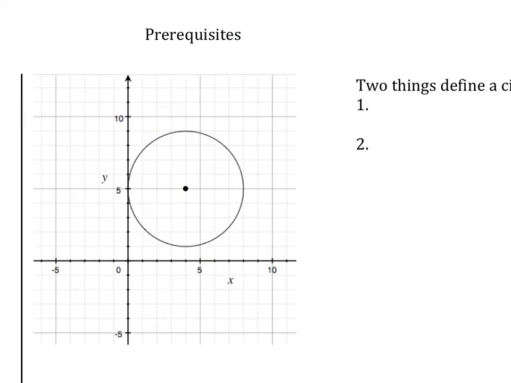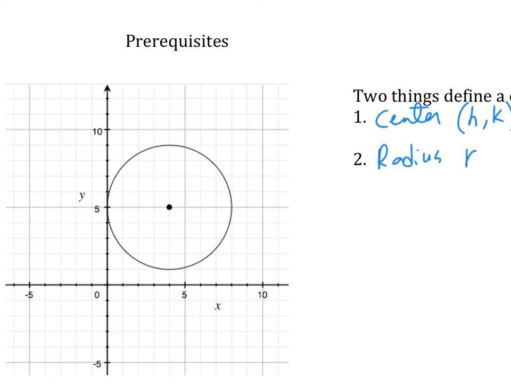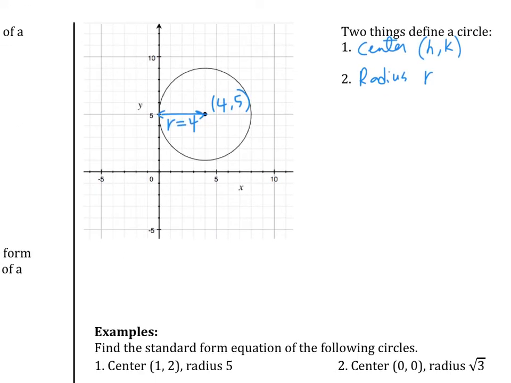All right, so 2 things define a circle. First, the center. Second, the radius. Do you remember what two letters represent the center? H, K. Remember Hong Kong, remember Hello Kitty. Okay, what about radius? That would be easy. R, yeah. So in this circle here, where is the center? 4, 5, good. What is the radius? 4. Does anyone still remember the equation of a circle?